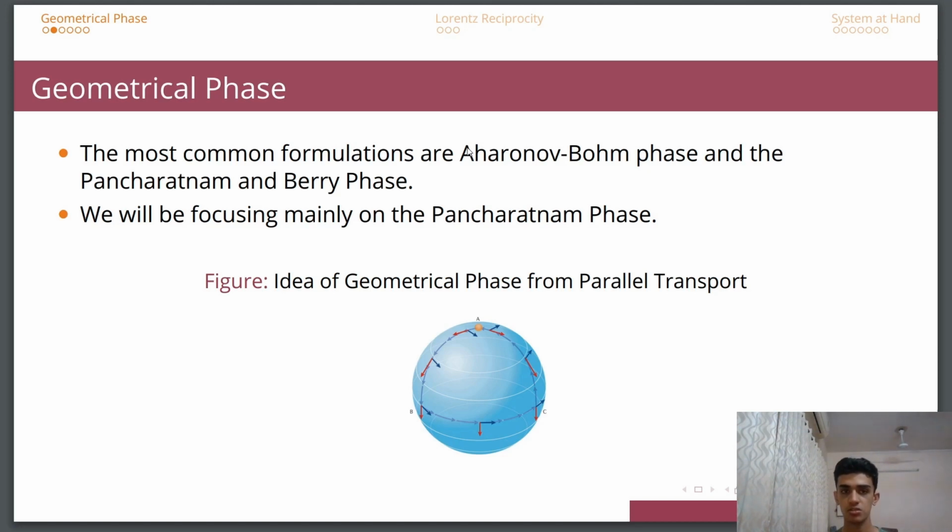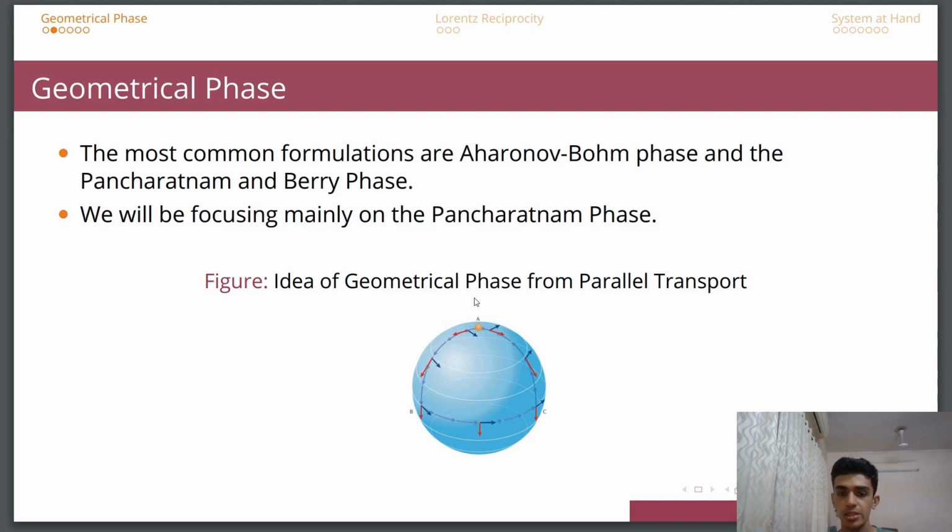There are other phases also like Berry phase, Pancharatnam and Berry phase, and we will be concerned with the latter ones for the most part. You can also see the idea of geometrical phase, as I mentioned, from the geometrical structure of space. Suppose I start my vector at a point A pointing towards B and I go towards B, then I travel slowly, moving my vector towards C so that it always points towards the next point, and then I bring it back slowly to A.